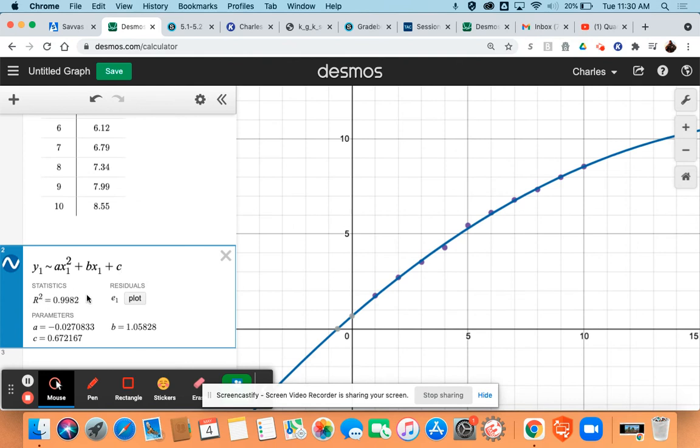They also give you this here, this r squared, this is a measure of how accurately the data points and the equation model match each other. We're at 0.9982. That's a pretty good match. So very simple to do a quadratic regression.